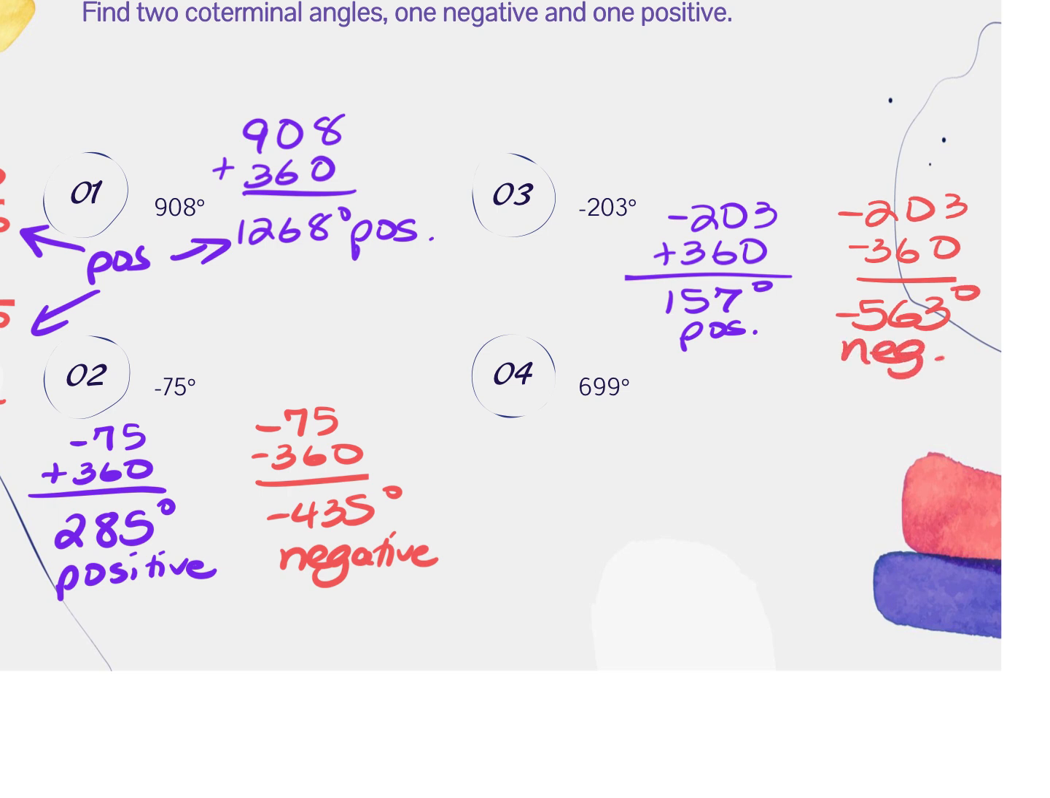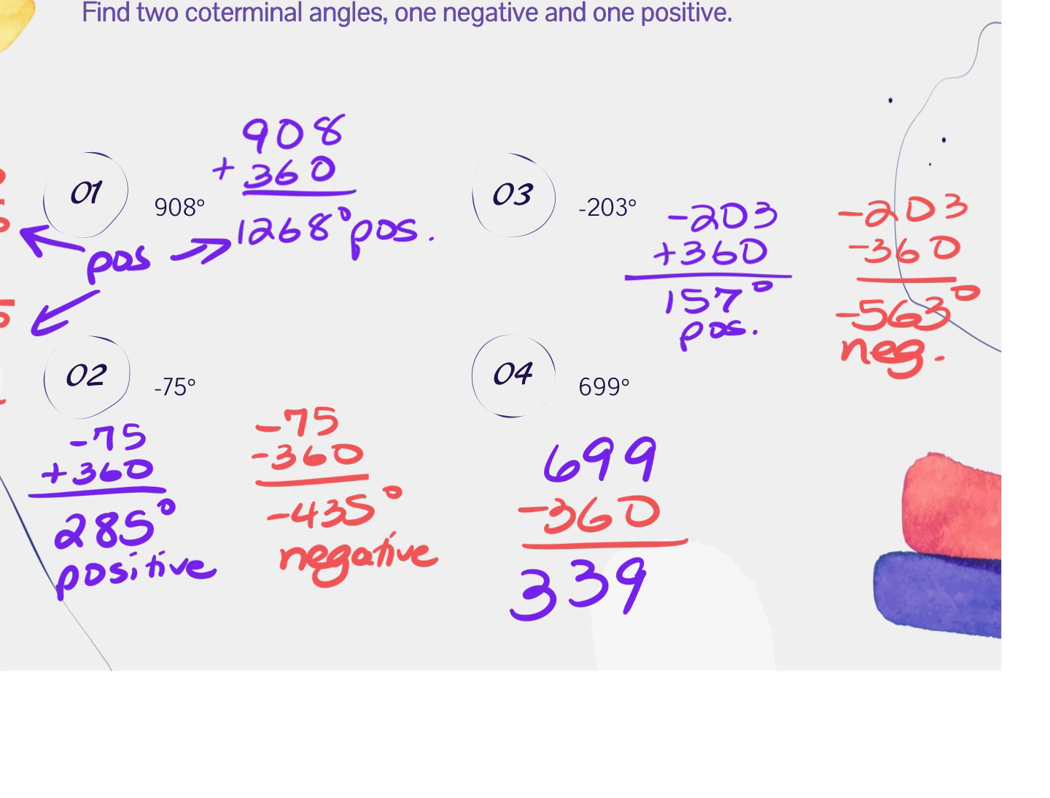And again, you could subtract another 360 and another 360 to get more and more negative, or keep adding 360 to get more and more positive. There's an infinite number. Now, number 4, in order to get my positive, I could just subtract 360, because that's still going to give me a positive answer.